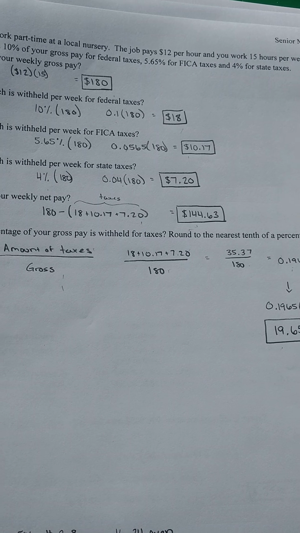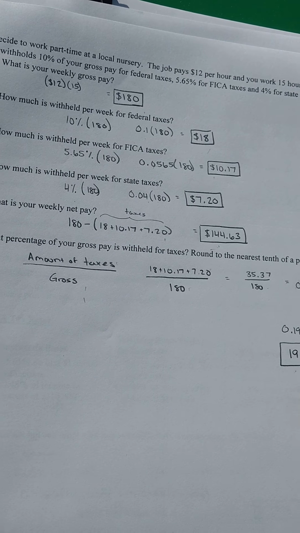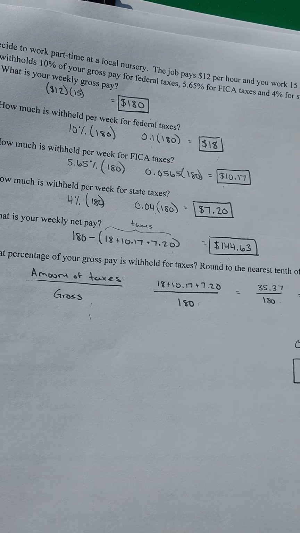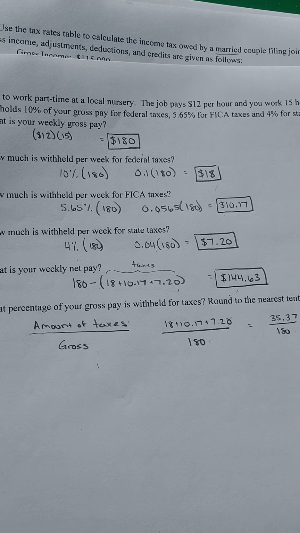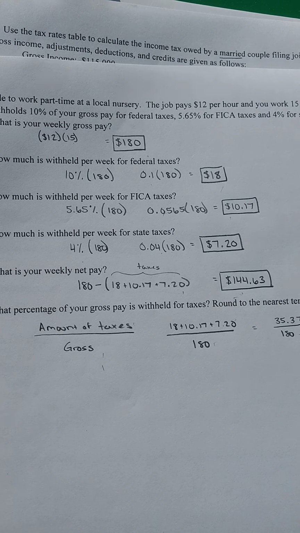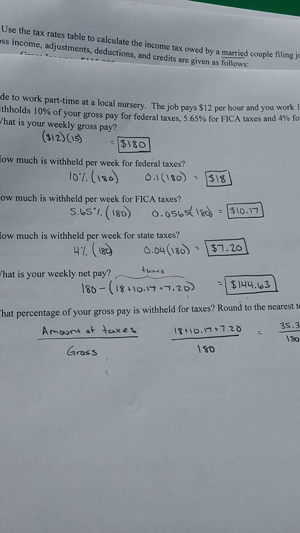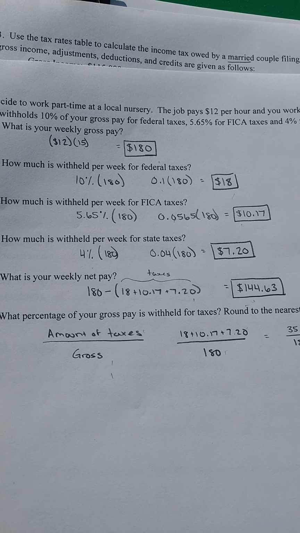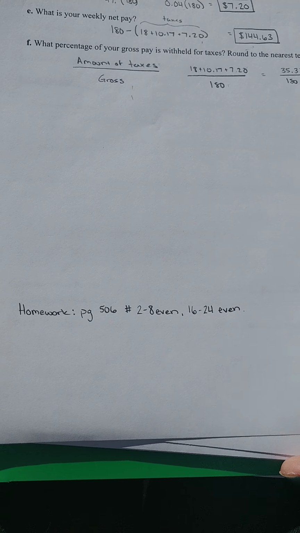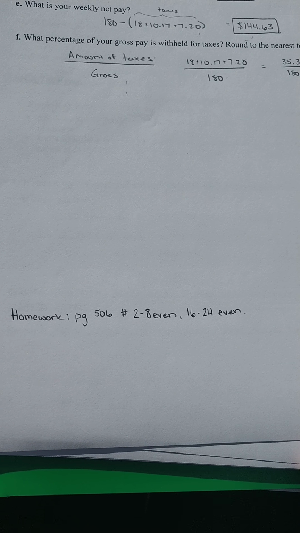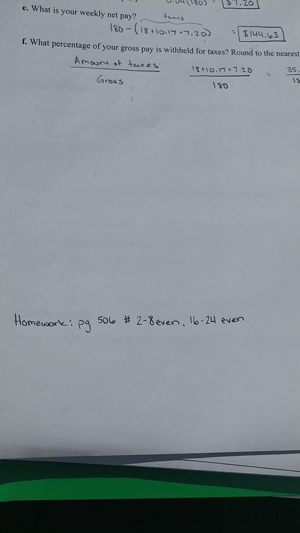If you remember, right before we went on this disaster of a break, a lot more than 20% of your income gets taken out. It's a lot closer to, you only get like 65% of your income, which sucks, but that's what makes the world go round. So your homework is page 506, 2 through 8 even, 16 through 24 even. Let me know if you have any questions.